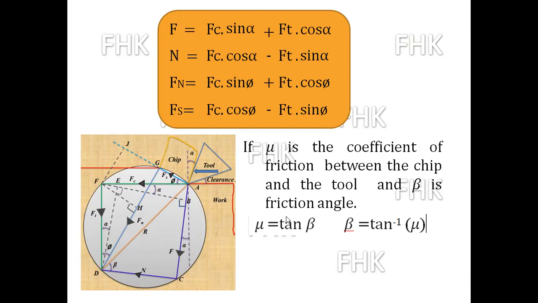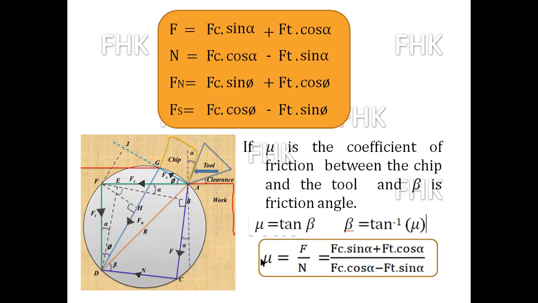So I will put the value of tan beta. In this triangle ADC, tan beta is equal to F upon N. Mu is equal to F upon N. So putting the values of F and N, you will get these formulas. So remember these formulas: mu is equal to tan beta, and mu will become F upon N.